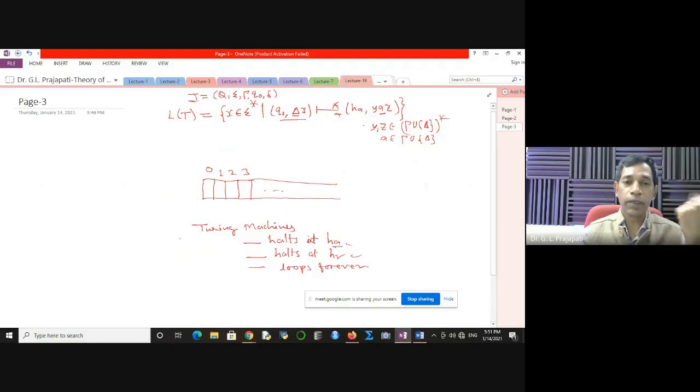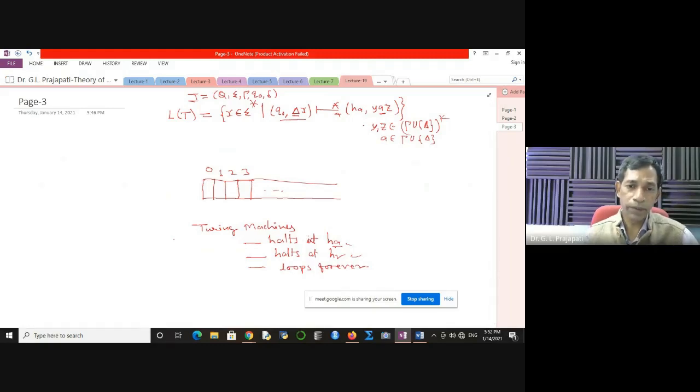If you are constructing the Turing machine as a language acceptor, then if the Turing machine comes to know that the given input is not in the language, it halts in the HR state. R means rejection. And if the Turing machine decides that yes, the given input is in the language, then it goes to the HA state.